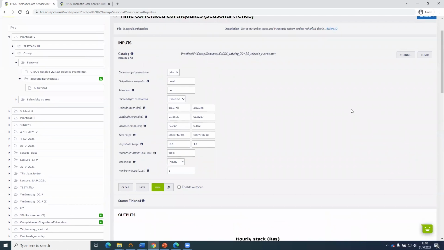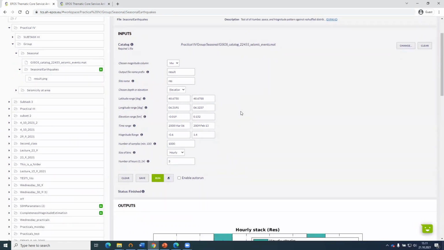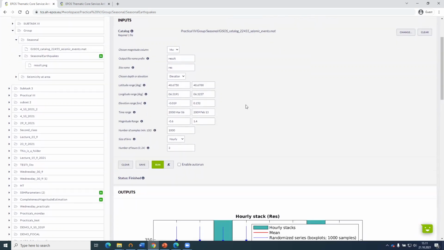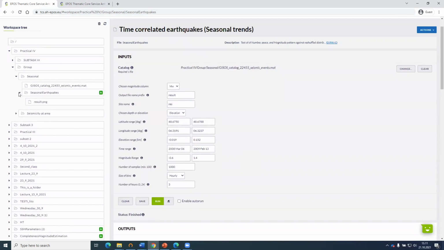Yeah, so this application gives you the timely correlation of earthquakes. As we saw, first we looked at the spatial correlation or differences using the subtask 3, and this one tells us whether there are any timely correlated earthquakes in the operation. And this is the application that you're going to use in this practical exercise using the Pyhäsalmi mine. And I think that it's actually much clearer results than this one. Okay, so that was the seasonal earthquakes.